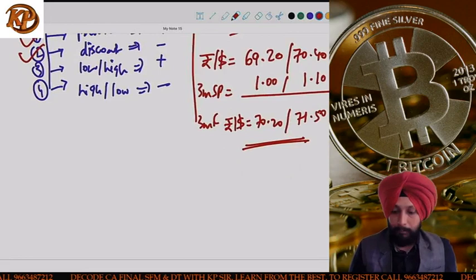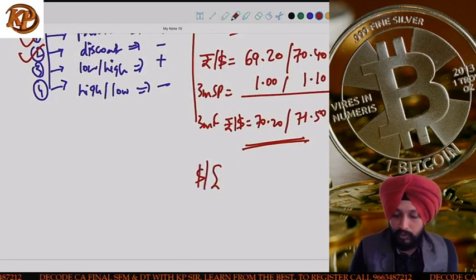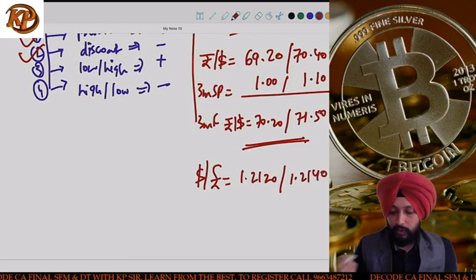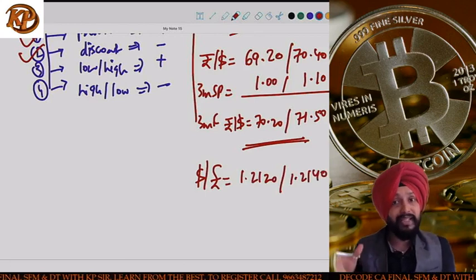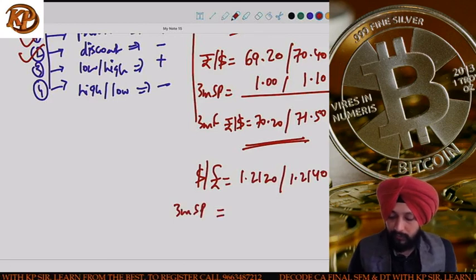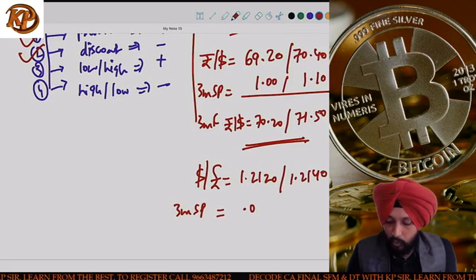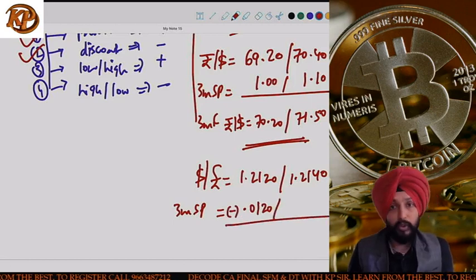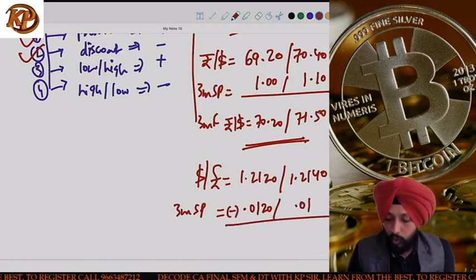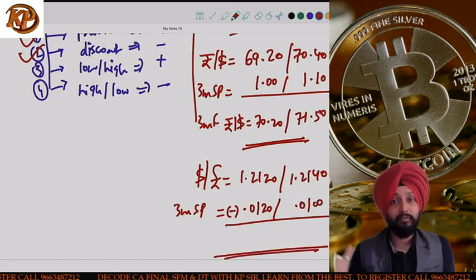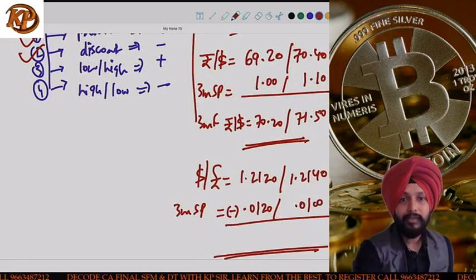Let's take one more example, guys. Dollar per pound is 1.2120, 1.2140. Let's say swap points are given as 120 and 100. So this time it is 3 month swap points are 120 and 100. How do I do it? 0.0120. This is negative, right? Minus, because high low is given. 0.0120, 0.0100. We will subtract like this. So any adjustment is to be done from extreme right hand side. You see this?